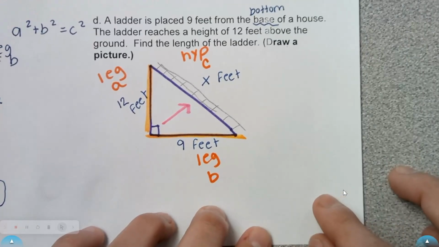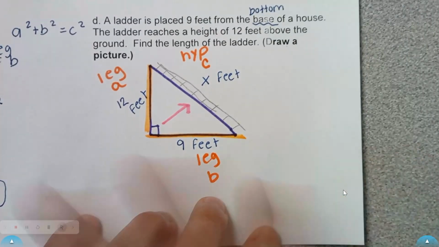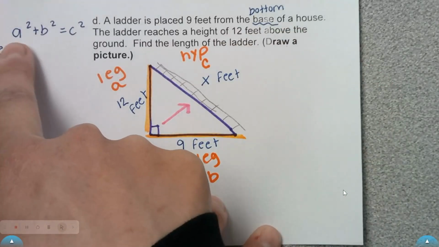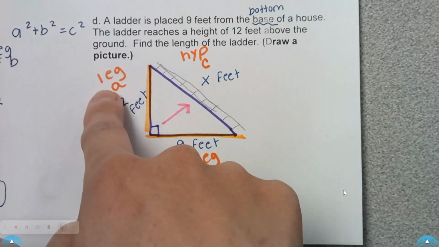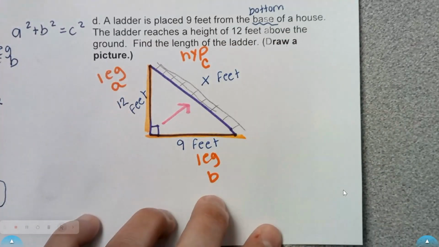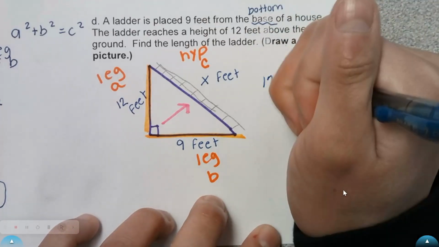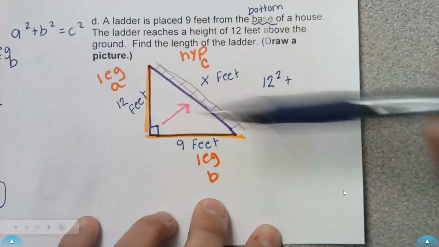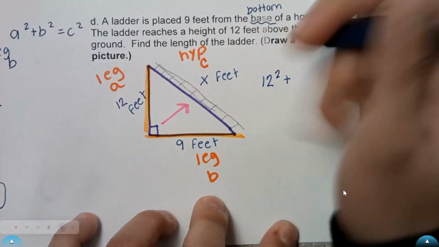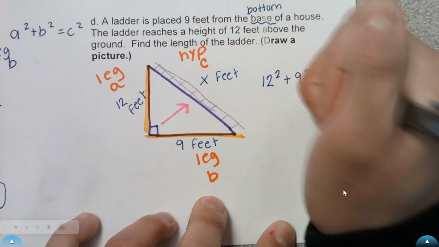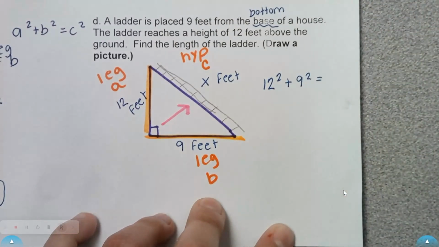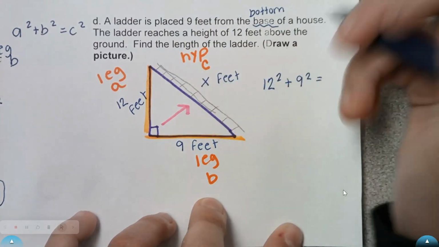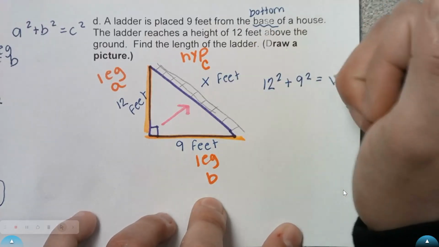All right, so now I'm going to fill in my equation with the information I have in my picture. The equation is right here, and that's what I'm going to reference. All right, so A comes first. A is represented by the number 12. So I'm going to write 12 squared. B is represented by this side right here, which is 9. So 9 squared. Okay, and that equals x, right? That's the length of my ladder. That's my hypotenuse. So I'm going to write x squared.